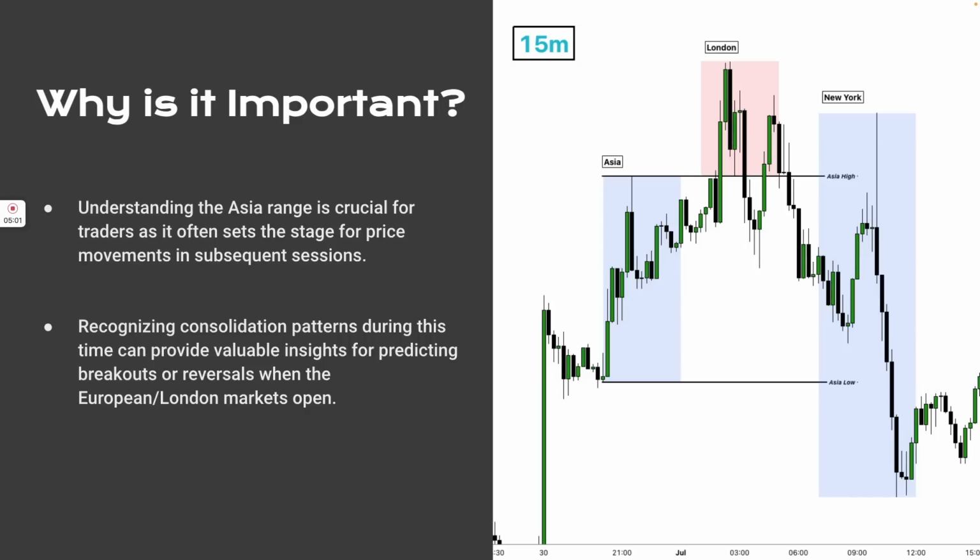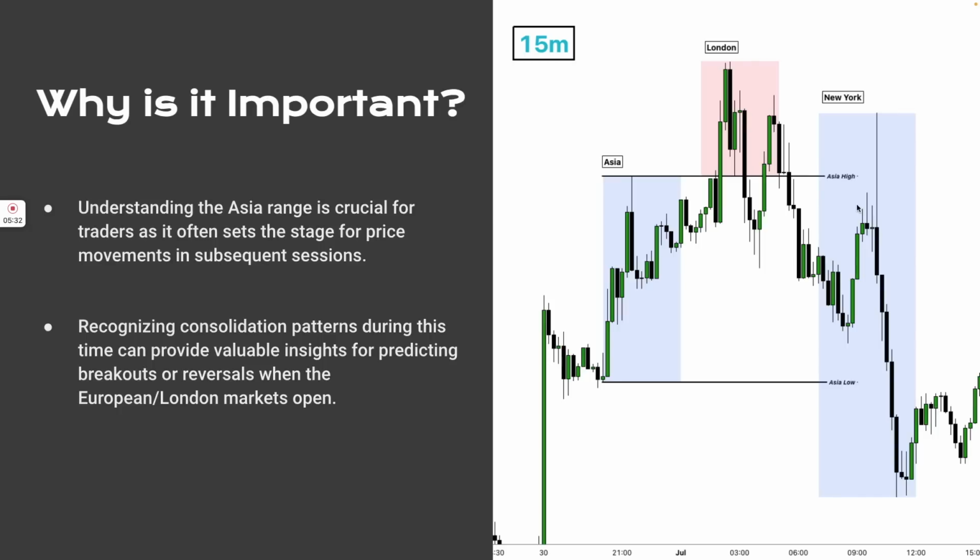This goes back to the first introduction slide where I said you can determine where price will end on the day to the tick, or pip for you Forex traders. Recognizing consolidation patterns during this time can provide valuable insights for predicting breakouts or reversals, specifically when the European, also known as London markets, open.